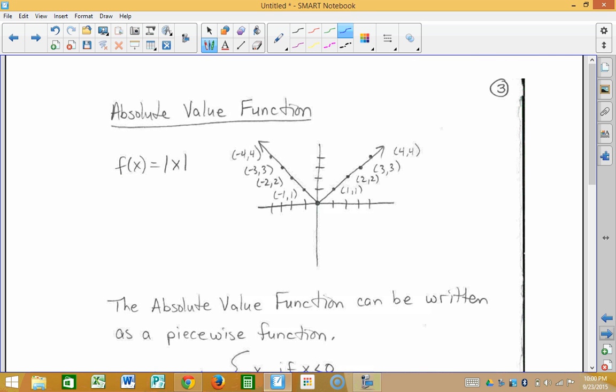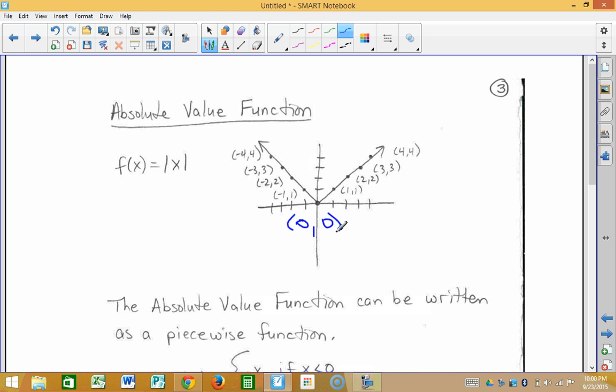The next special function that we're going to take a look at is the absolute value function. As you can see, I have the absolute value of x drawn here. If we plugged in some values, if you put 0 in, the absolute value of 0 would be 0. If you put in 1, the absolute value of 1 is just 1, it doesn't change. 2 is 2, 3 is 3, and 4 is 4, and so forth.